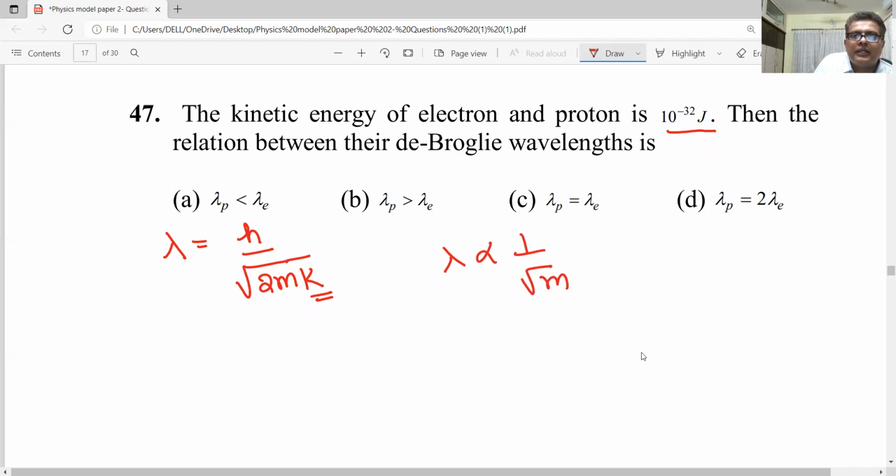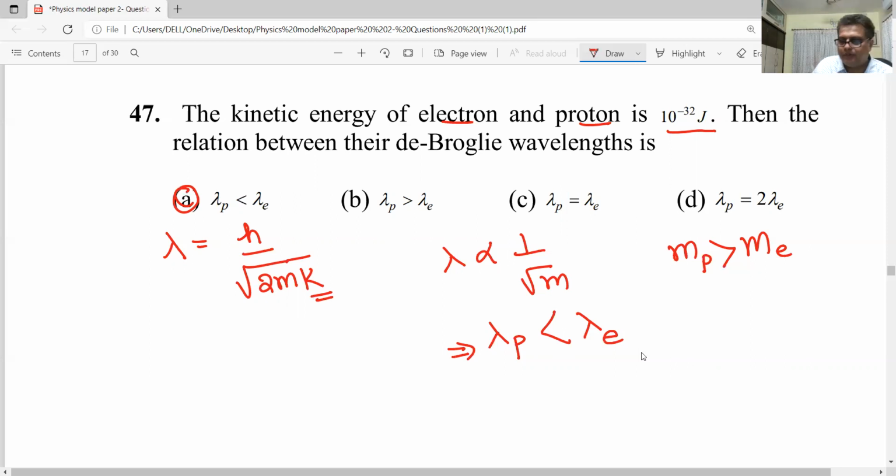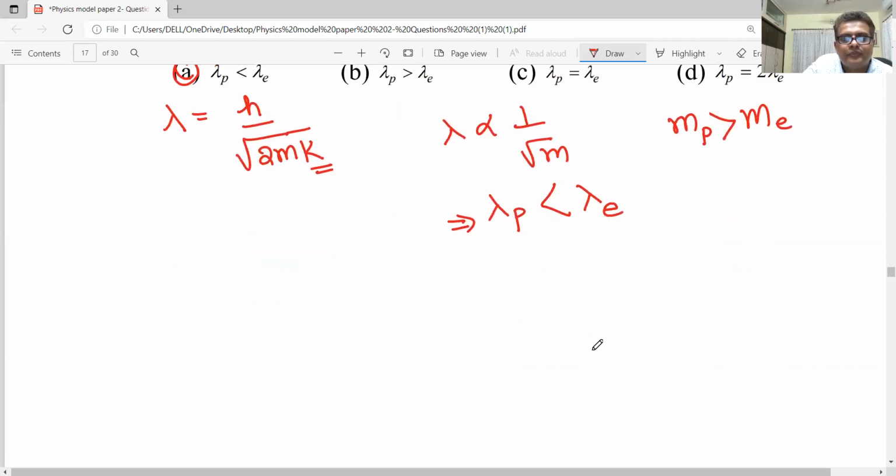Now what is the relation between electron and proton? I know very well the mass of the proton is bigger, so lambda p is smaller. The mass of the electron is lesser, that's why lambda is larger. Therefore lambda for electron is larger and lambda for proton is smaller. Why? Because Mp is bigger than Me. Therefore you understand lambda p is less than lambda e because they are related inversely. So lambda p is less than lambda e. Option number A is the right answer. Simple question. Next.